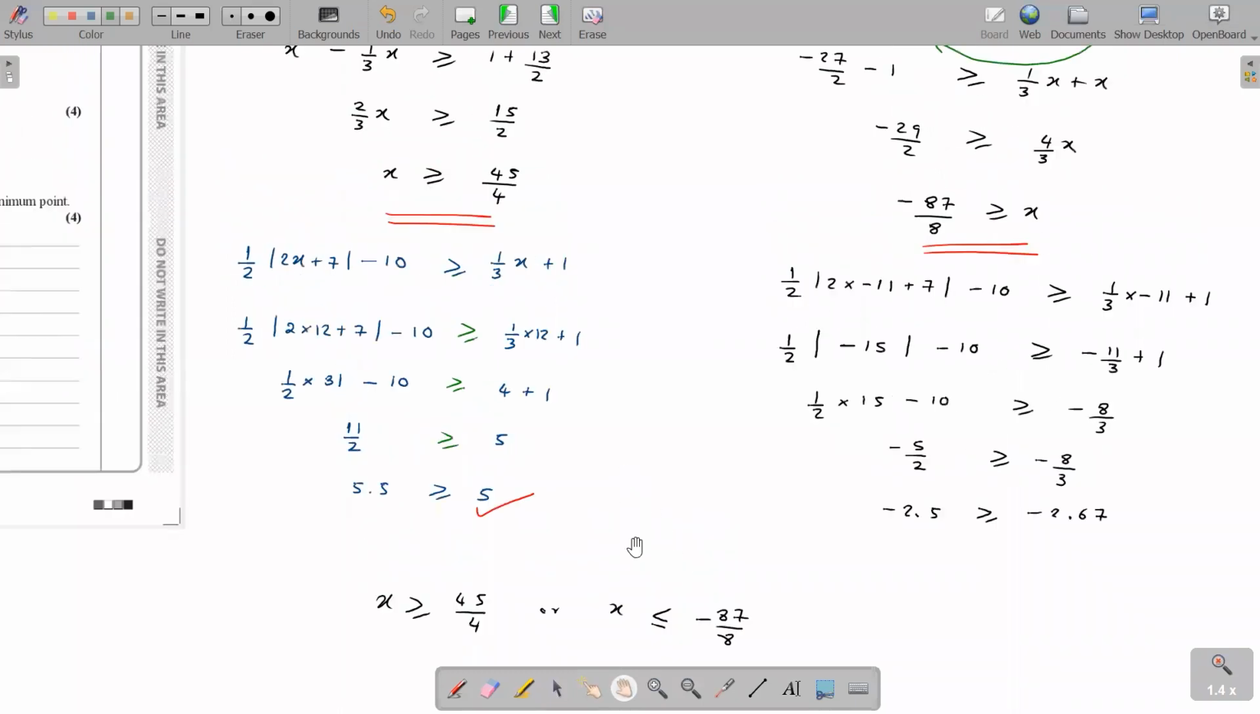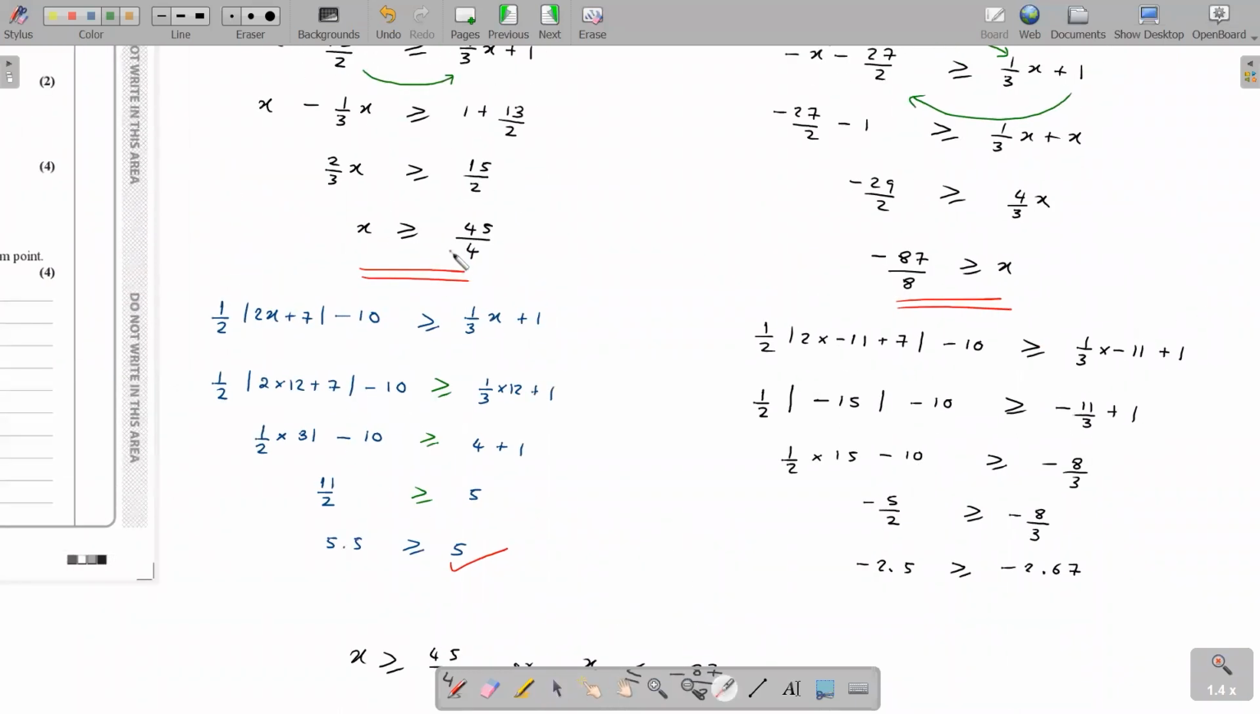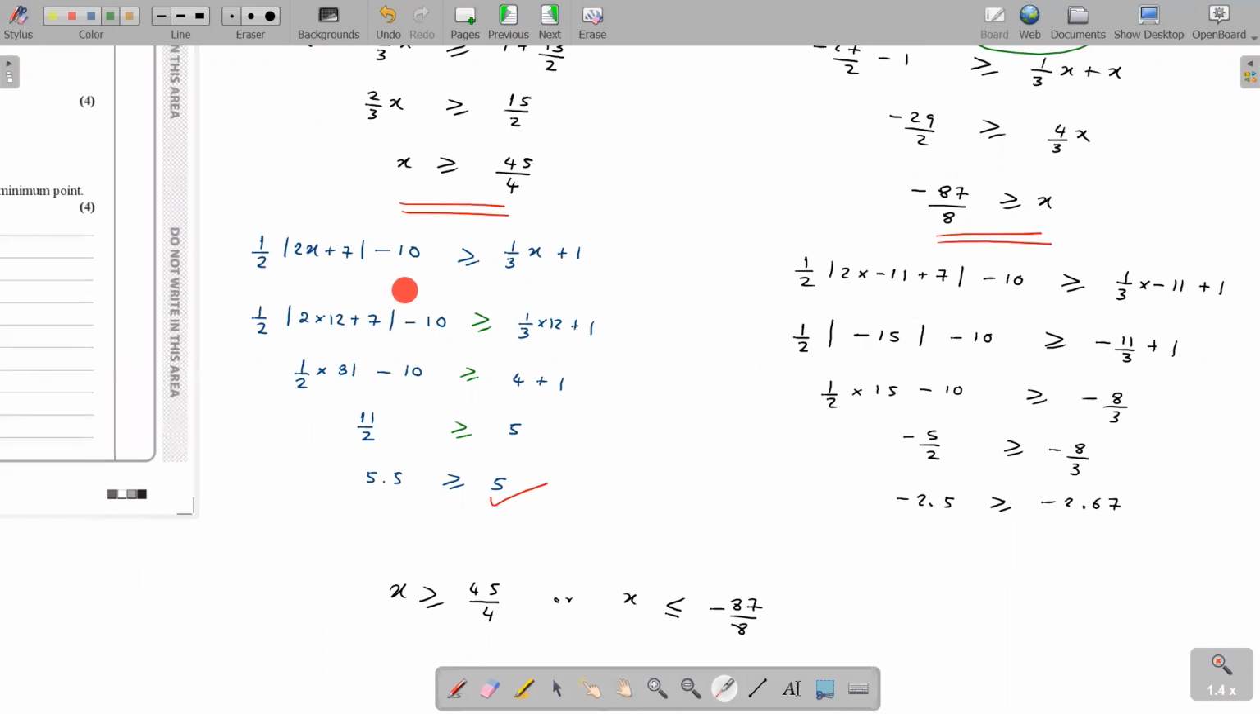So one more thing here, when you are substituting, do not give the boundary value of 45/4 into these two equations, because if you do, both of them will become equal and you cannot check on its validity. So make sure you give a value in the range, above 45/4. Here you give a value less than -87/8. Okay, so these are your rough workings. These do not need to be shown. So this is what they need to see. Okay, let's move on to the next part.